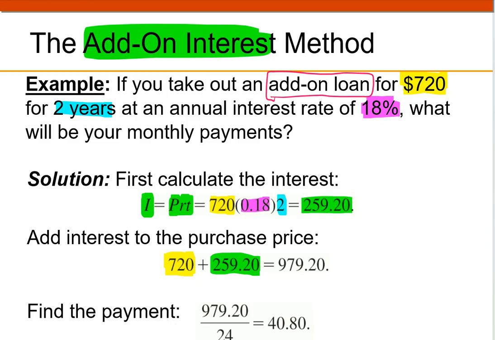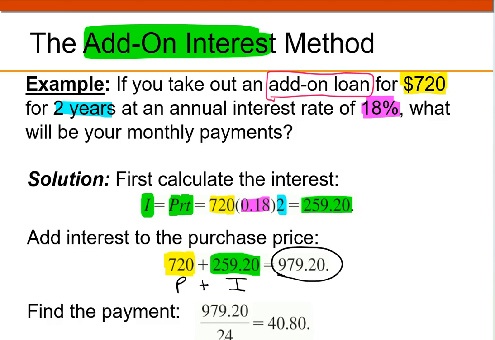Whatever you needed to buy, it cost $720. You didn't have $720, but you needed it right then and there. So you agreed, okay, if you loan me the $720, I will agree to pay back the $720 plus an additional $259.20 because you've allowed me to take 2 years to pay it back. So you add those two together. So remember, this is the principal. You're adding on the interest, which gives you this total amount.